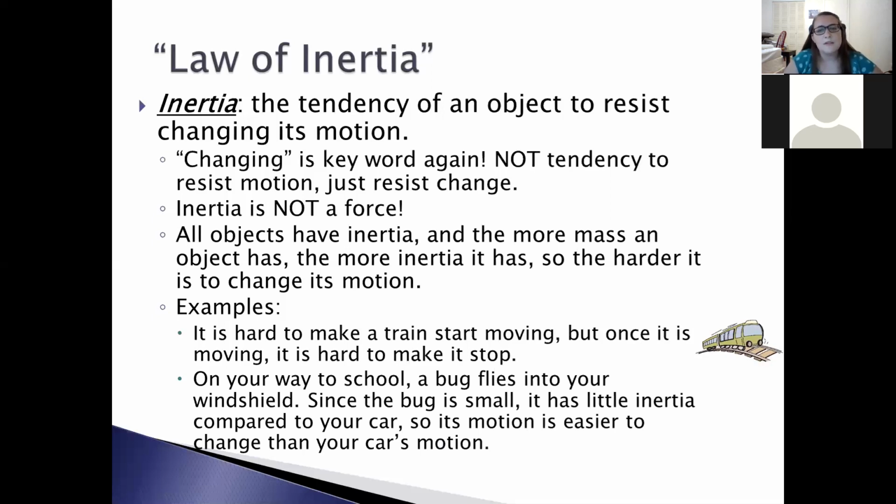On your way to school, a bug flies into your windshield. Since the bug is small, it has little inertia compared to your car, so its motion is easier to change than your car's motion.